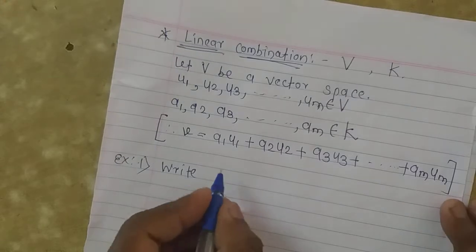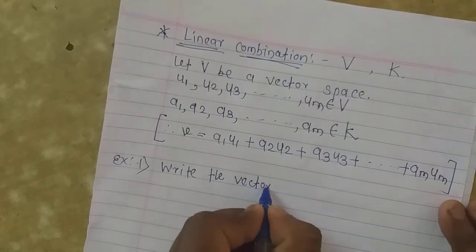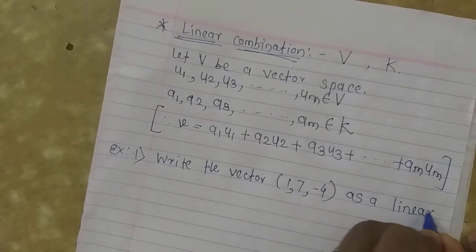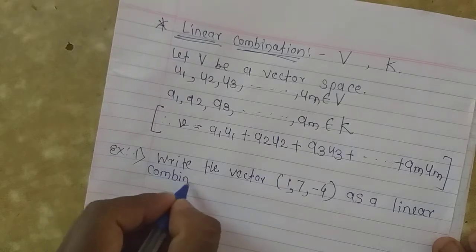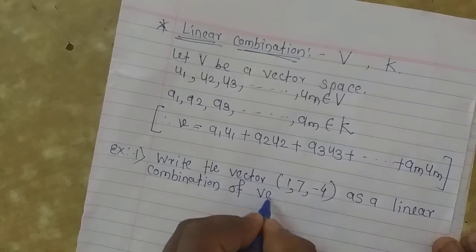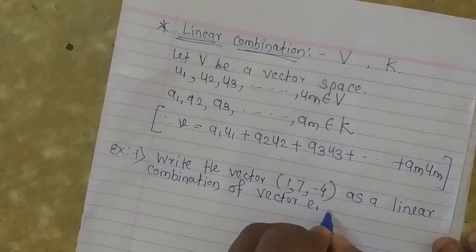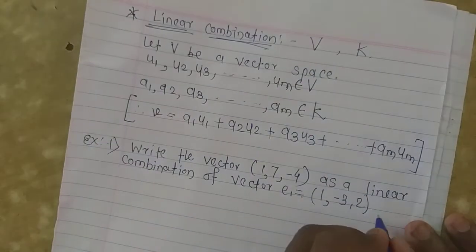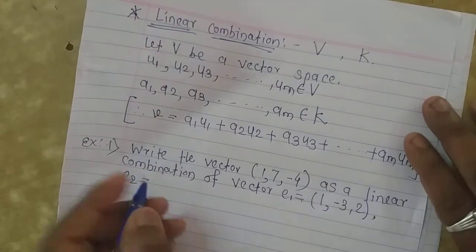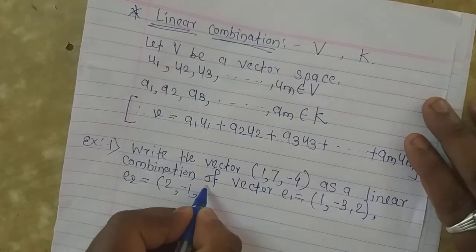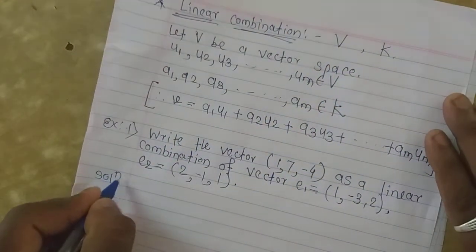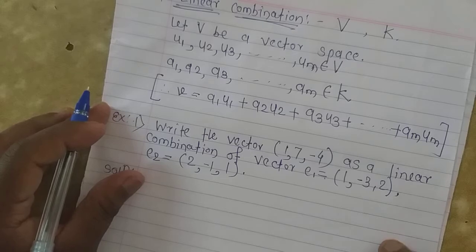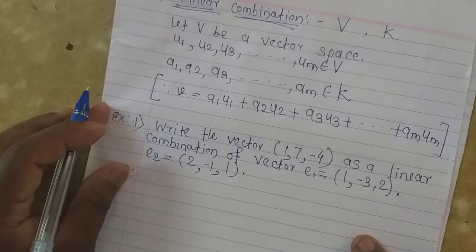Write the vector (1, 7, -4) as a linear combination of the vectors e1 = (1, -3, 2) and e2 = (2, -1, 1). Problem: write the vector (1, 7, -4) as a linear combination of vectors e1 = (1, -3, 2) and e2 = (2, -1, 1).